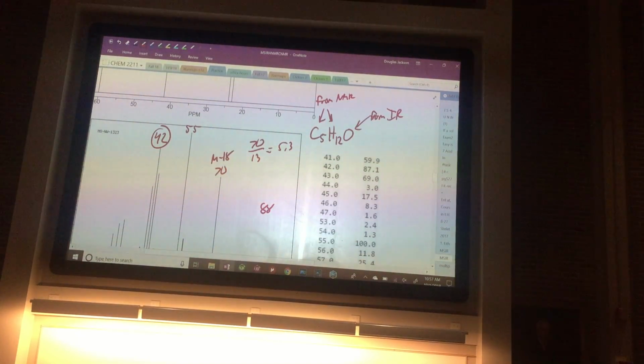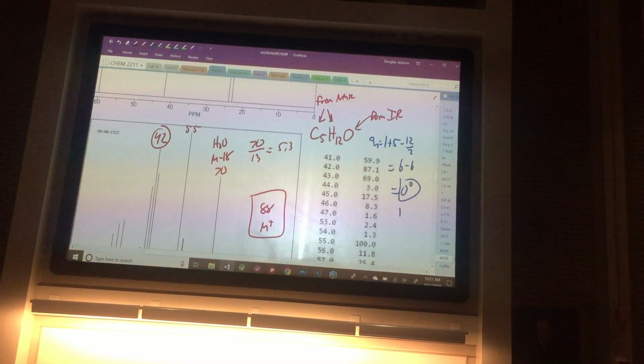That makes 70 M minus 18, loss of water. Our degrees of unsaturation: 1 plus 5, oxygen drops out, minus 12 over 2. 6 minus 6 is 0 degrees. That matches my IR and my NMR. I don't see any evidence of benzene in the NMR.